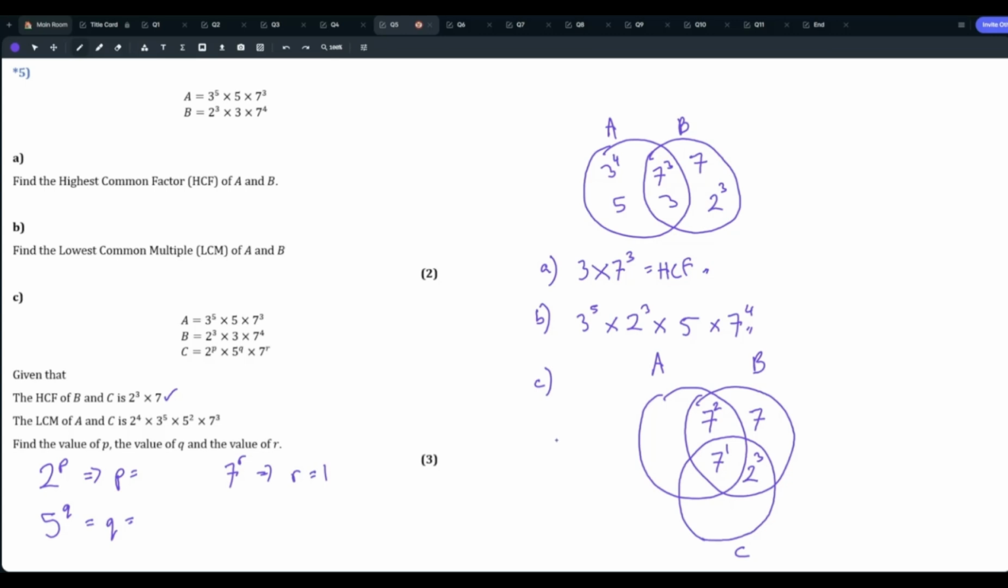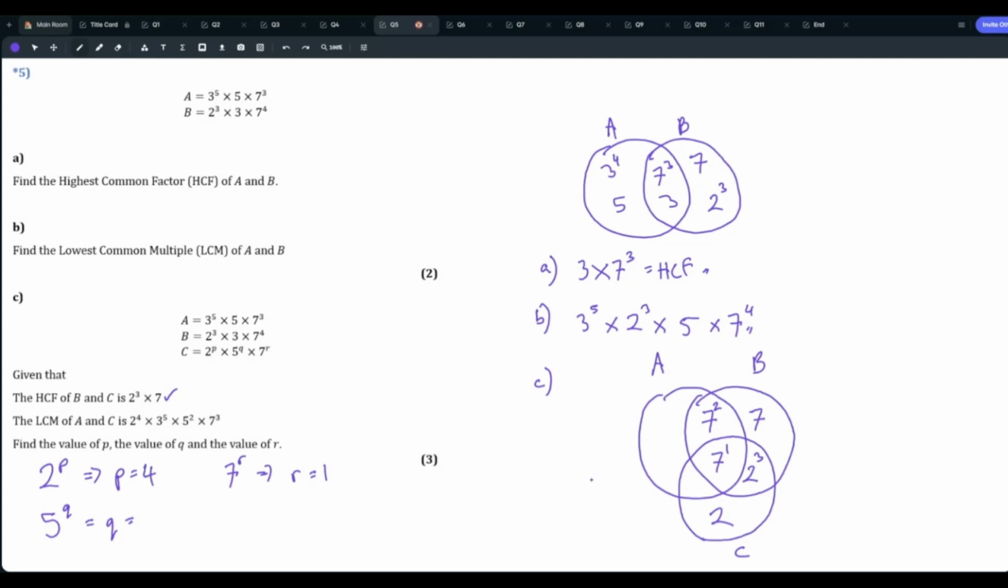Let's look at the LCM of A and C again for the 2s. So B and C both do have a 2. There already is a 2 to the power of 3 there. And if the LCM of A and C is 2 to the power of 4, then where's the extra 2 going to go? A does not have 2s, so the 2 must go there. That makes it that C has 2 to the power of 4. Again, reminder, the LCM of A and C has 2 to the power of 4. So that is done. So P is equal to 4.